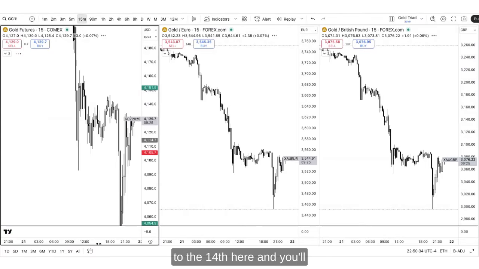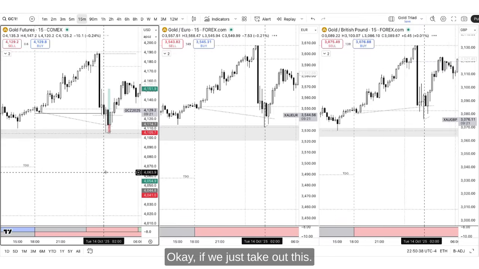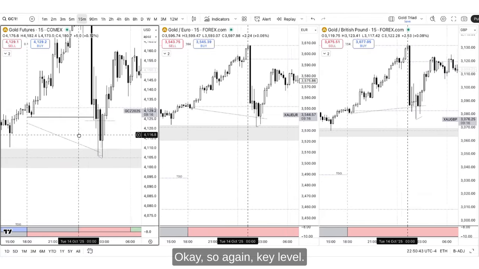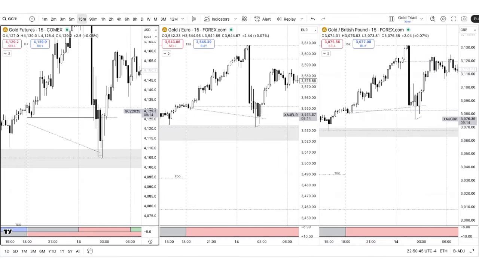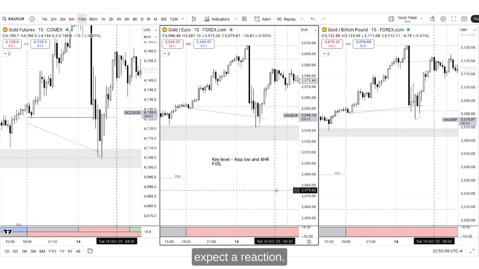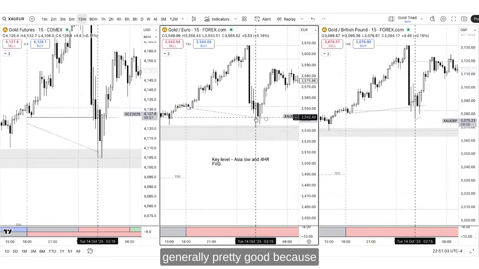Right, so if we just go to the 14th here, and you'll see all my lipstick. Okay, so again, key level. What's our key level? And I can't stress this enough: Asia low and 4-hour FVG. So this is where we expect a reaction. Yes, we've reached it before our time. And that's generally pretty good, because then we can look for sequential SMT to form.